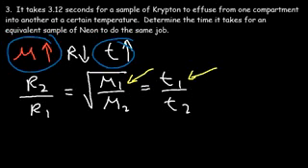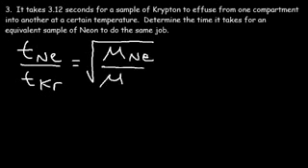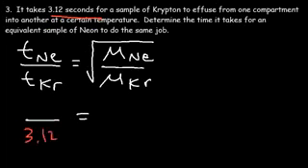So now let's go ahead and solve this problem, now that we have the equation that we need. We're looking for the time it takes for neon to do the same job. So neon is going to be T1, and for T2, we're going to use krypton. So this is going to be equal to the square root of molar mass 1, which for T1 is neon, so M for neon, divided by the molar mass of krypton. So right now we need to refer to the periodic table. The time it takes for krypton to effuse from one compartment to another is 3.12 seconds.